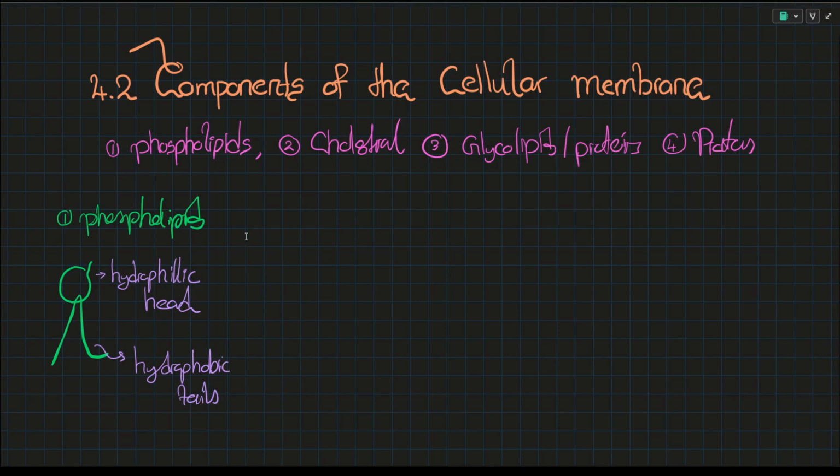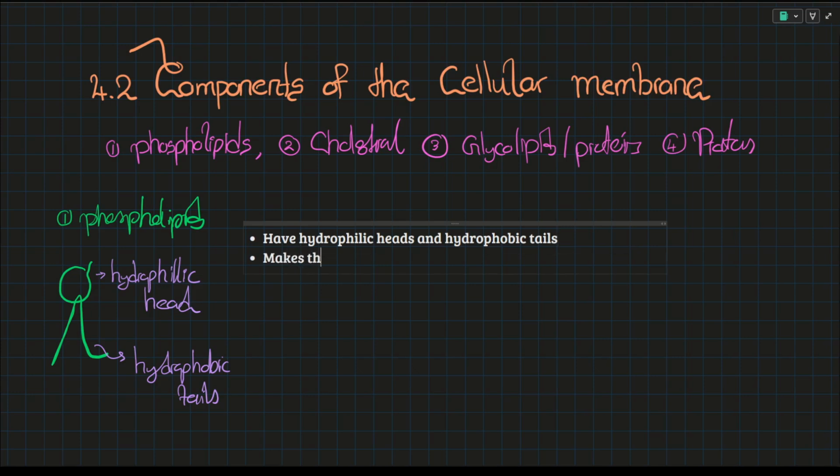I will type out all the functions. Now let's write the first statement. Phospholipids have hydrophilic heads and hydrophobic tails. Point number one. Now here's the deal. Phospholipids make the intermembrane space hydrophobic.